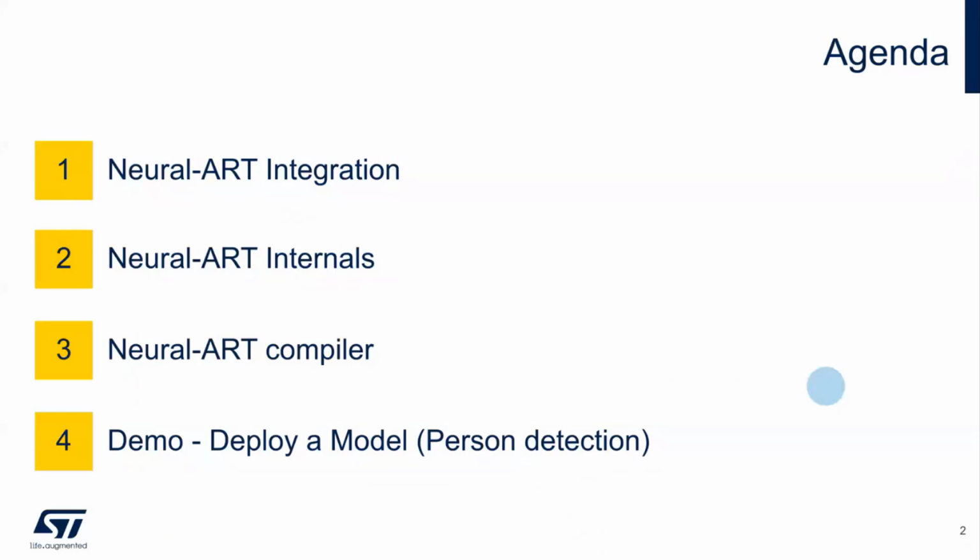Then we will detail the compiler itself. The compiler is called the ST Edge AI tool. It's provided by ST. It allows you to pre-process, convert and compile a neural network to be processed by, and understood by, the Neural-ART IP. And then we will have a demo session.